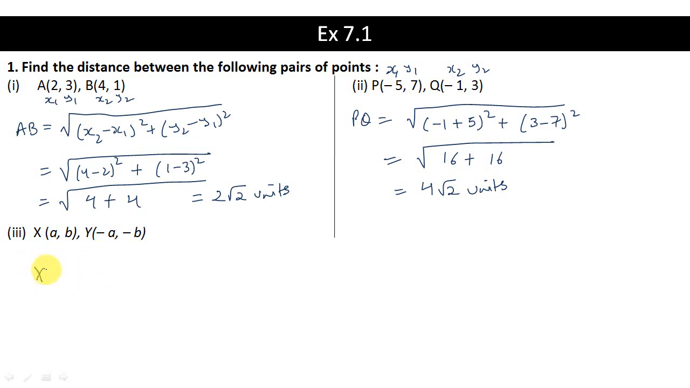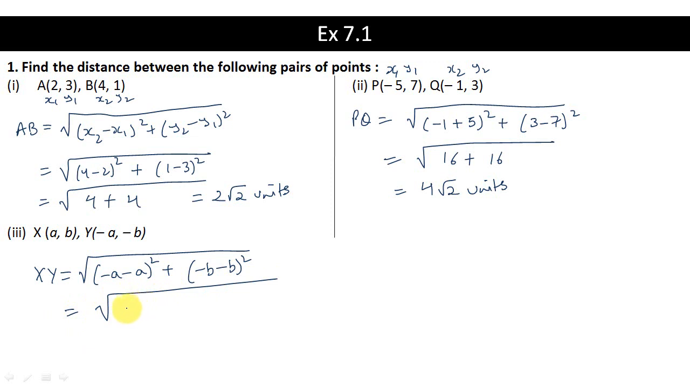Next, distance between X and Y. This will be again under root of x2 minus x1 square plus y2 minus y1 square. So this is under root of 2a square, 2a square is 4a square, plus 2b minus minus 2b square, which is 4b square. I can take out 4 as common. So 4 will come out of the root and it will become 2. So the answer will be 2 times under root of a square plus b square units. This is the answer.